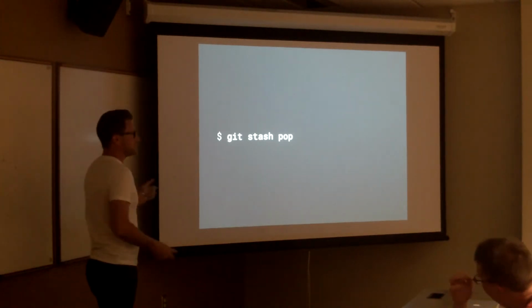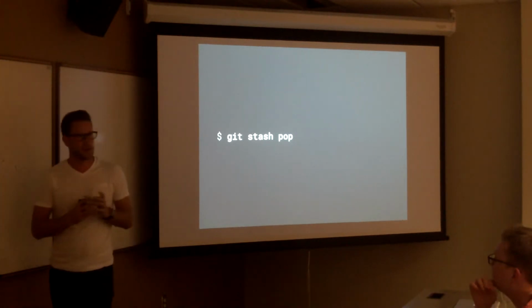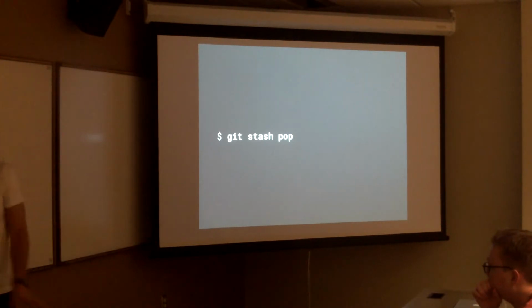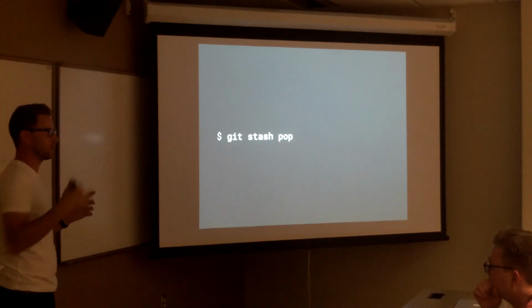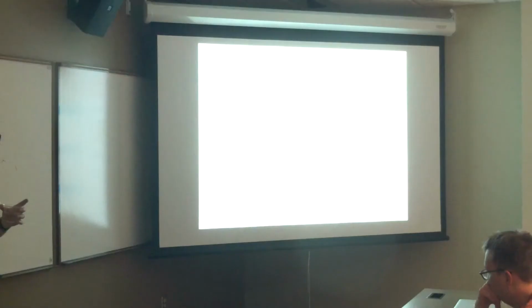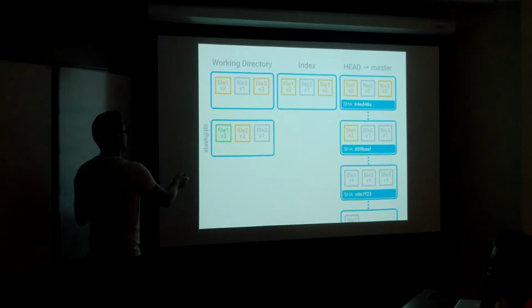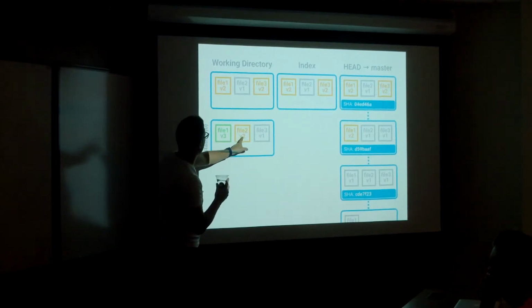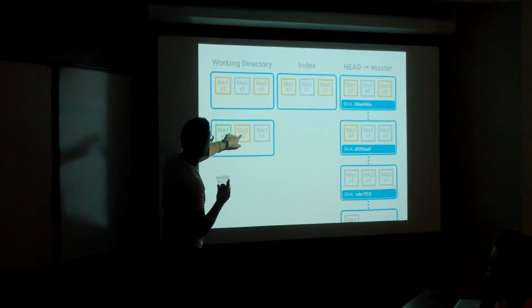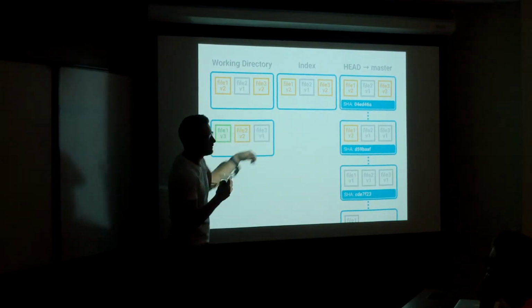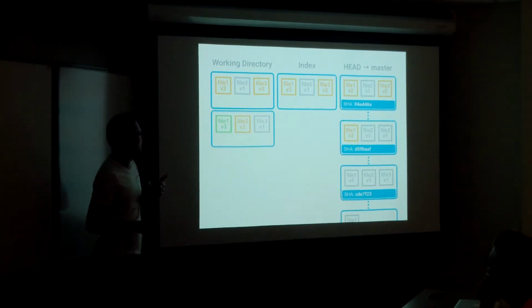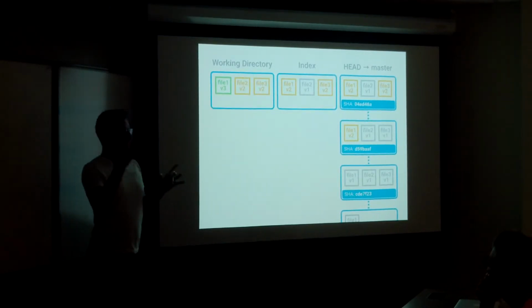Then you can git stash pop. Git stash pop says, take that tree and merge that tree with my working directory, just as if you were to do a git merge from a branch into some other branch. So if we git stash pop, you'll notice we have new versions of file 1 and 2 here, and a new version of file 3 up here. It just blends all that stuff together.